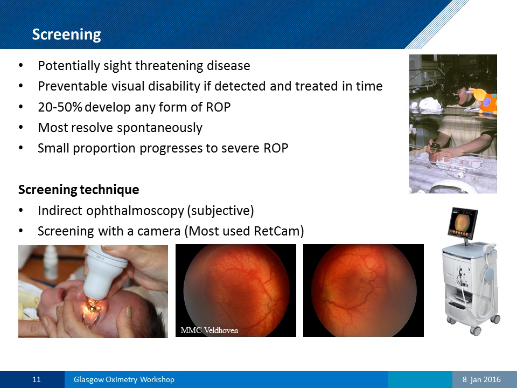So the screening techniques are either indirect ophthalmoscopy or screening with a camera. The most used camera is a RetCam, which makes contact with the eye. It's not a pleasant procedure for the child, as you can see. It's quite a harsh procedure, but we need to do it to prevent the child from losing their sight.